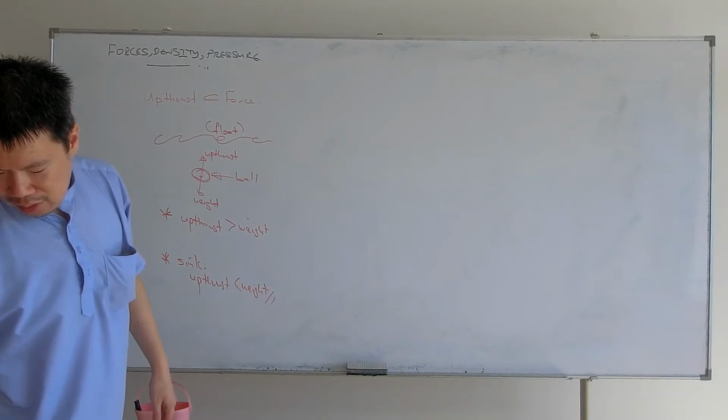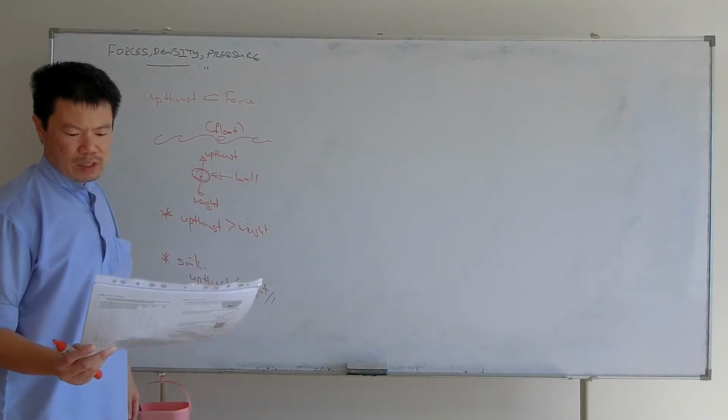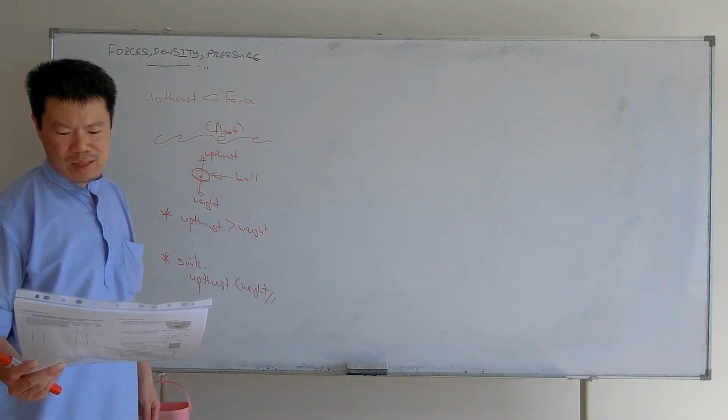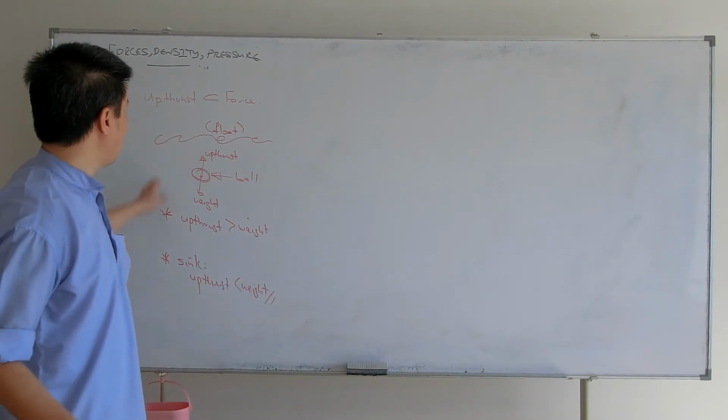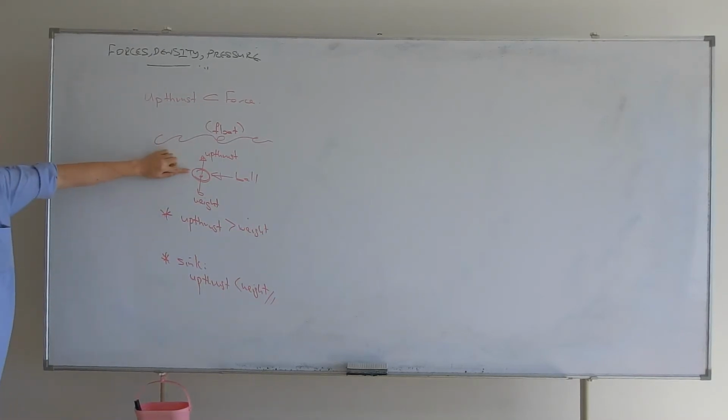Here we have to understand, I'll just read out again: this force is caused by pressure difference in fluids. Pressure in fluids increases with depth. So upthrust is caused by pressure differences between the top and bottom of the object.